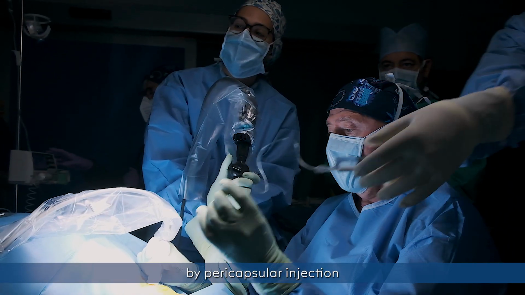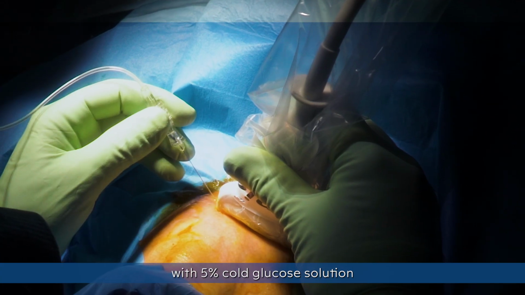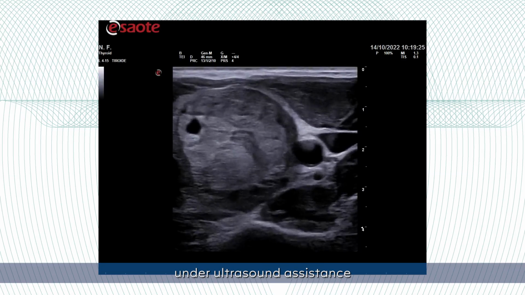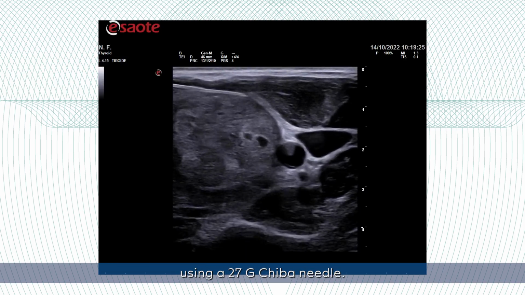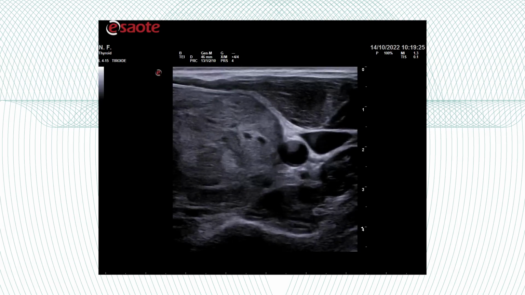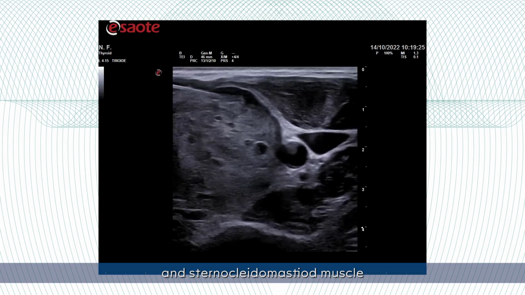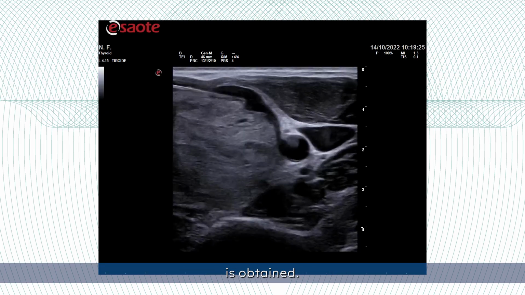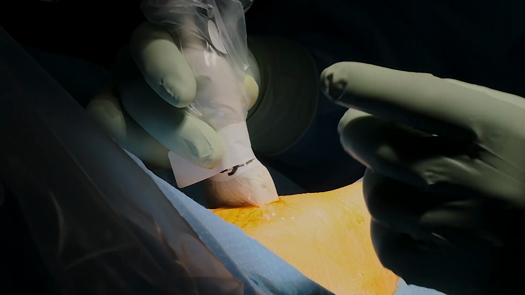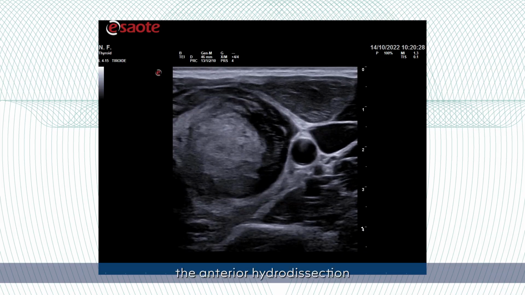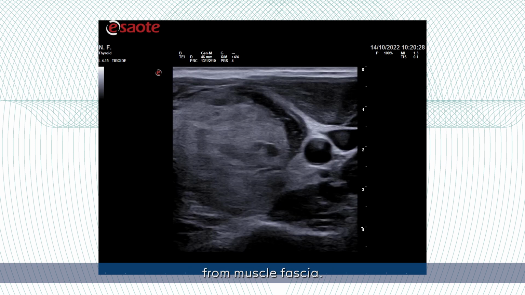Local anesthesia by pericapsular injection of lidocaine 2% with 5% cold glucose solution is performed under ultrasound assistance using a 27-gauge Chiba needle. Anterior hydrodissection of the nodule from strap muscles and sternocleidomastoid muscle is obtained. Notice the anterior hydrodissection isolating thyroid nodule from muscle fascia.